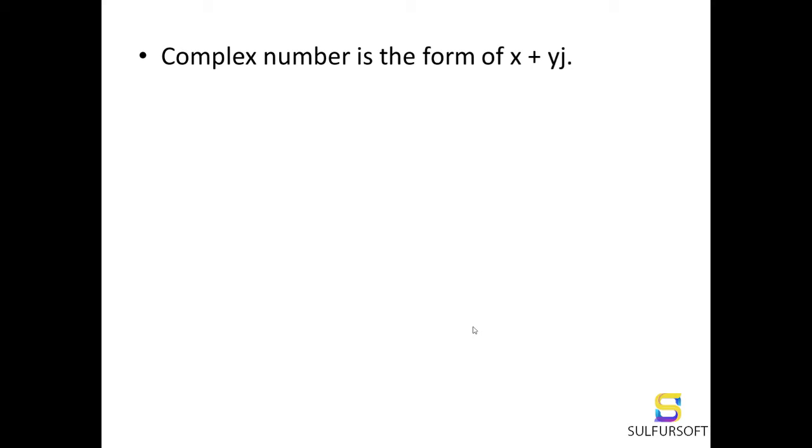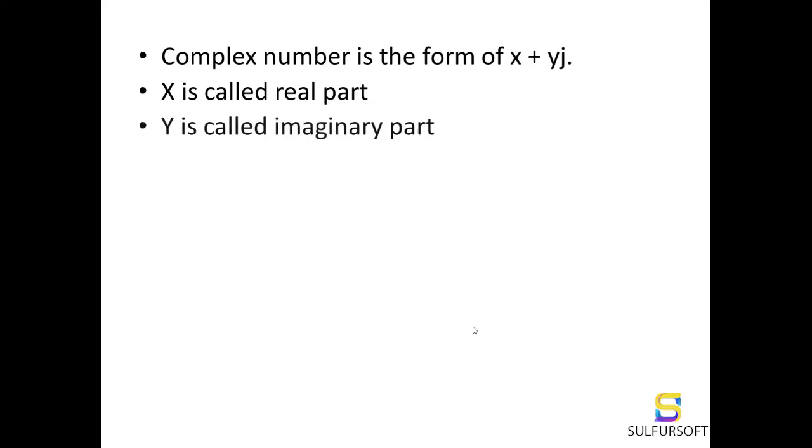As we already know, in mathematics, a complex number is denoted as x plus yj. So, what is x and what is y? x is called the real part of the complex number, whereas y is called the imaginary part of the complex number. Python gives us the flexibility to individually retrieve the real part and imaginary part using built-in functions of Python. Let's have some examples on PyCharm.